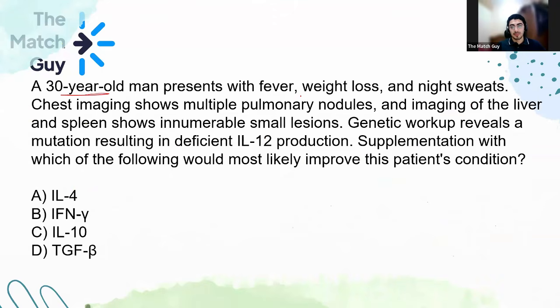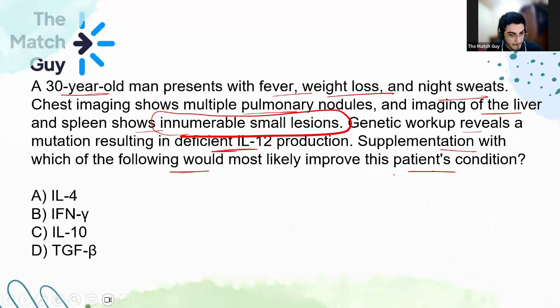A 30-year-old man presenting with fever, weight loss, and night sweats. Chest imaging shows multiple pulmonary nodules, and the imaging of the liver and the spleen shows innumerable small lesions. Genetic workup reveals a mutation resulting in deficiency of interleukin 12. Supplementation with which of the following would most likely improve this patient's condition? You guys are amazing. Excellent.